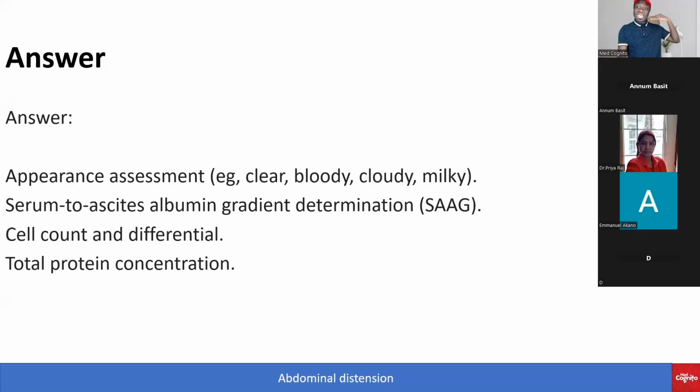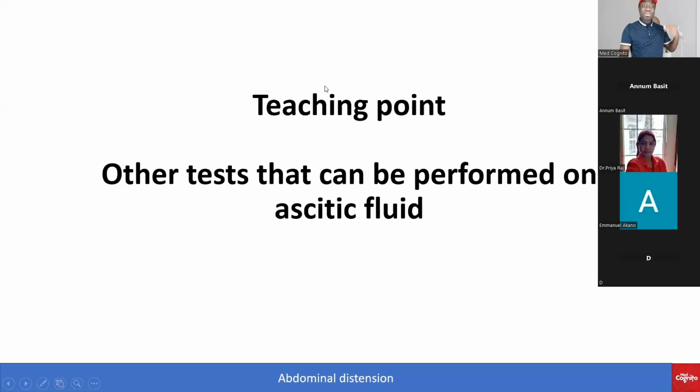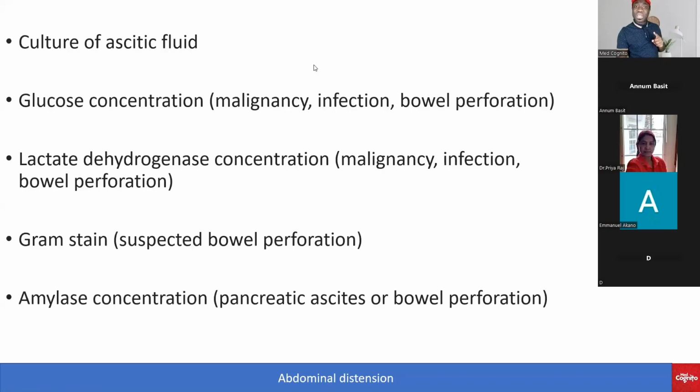But if you want to take the game to another level, then remember that you can perform other tests. You can culture it, and when you culture it, it will help you to know the organism which is causing the ascites. You can do glucose concentration, which will help you to know whether this ascites is malignancy, infection, or bowel perforation, because if it's a bacterial infection, the glucose levels will go down. LDH, if it's elevated, can help you to know whether it is malignancy, infection, or bowel perforation.